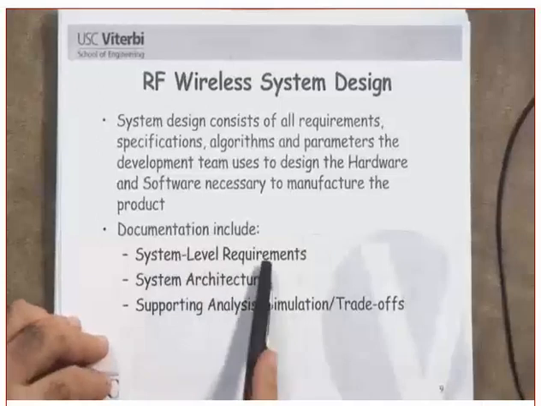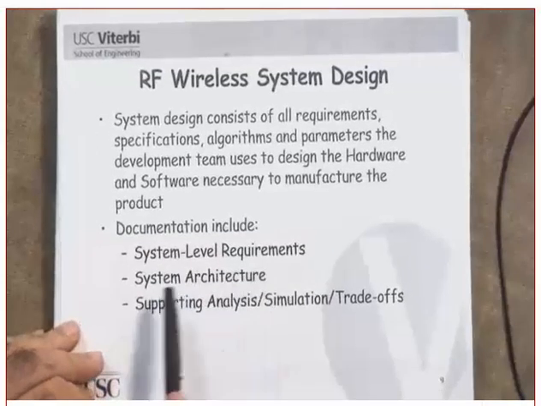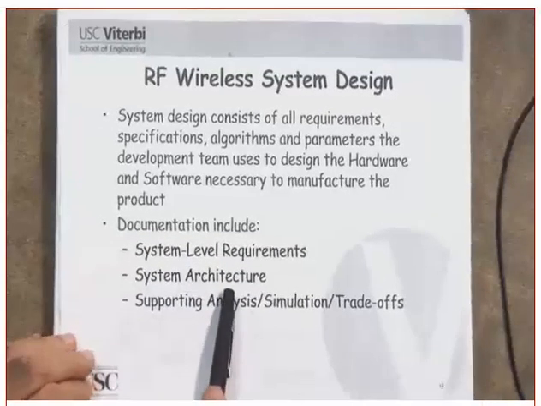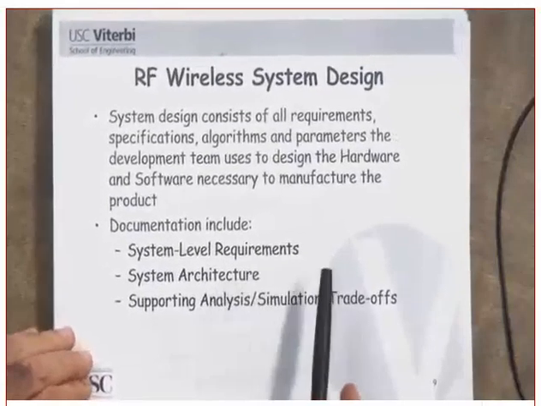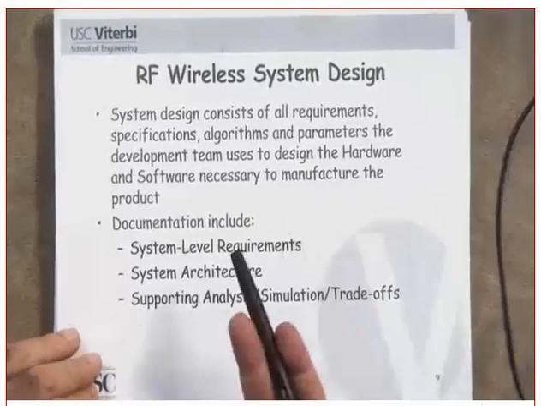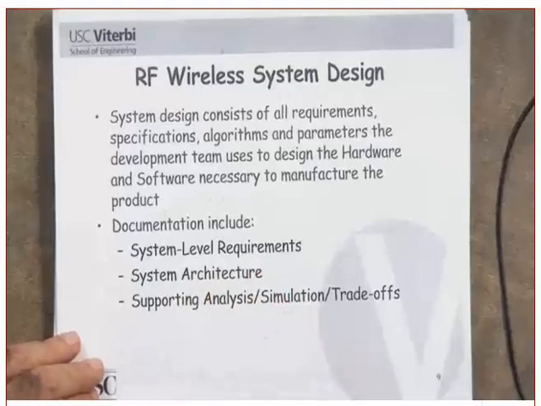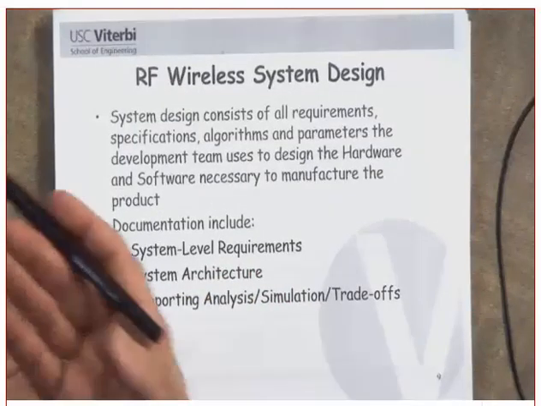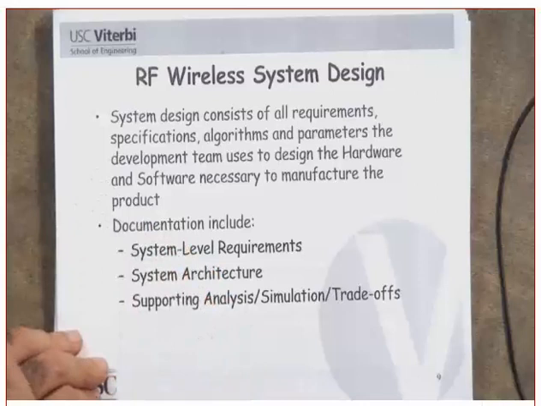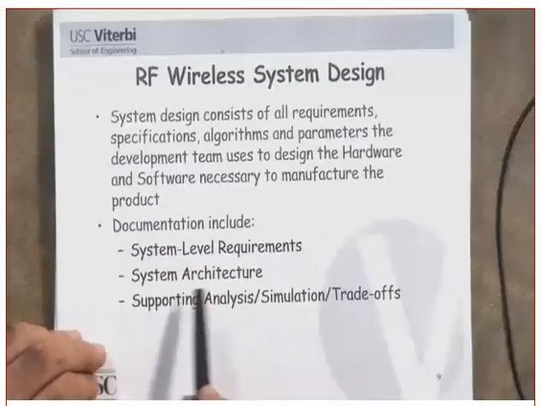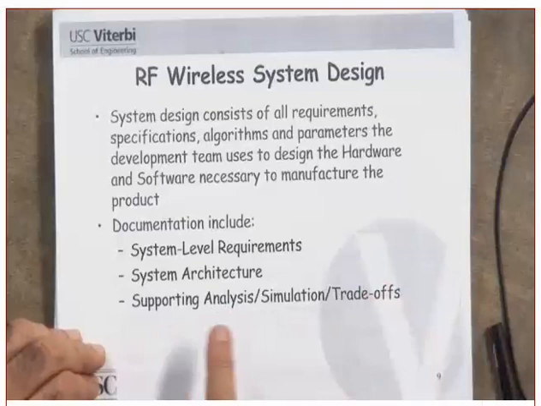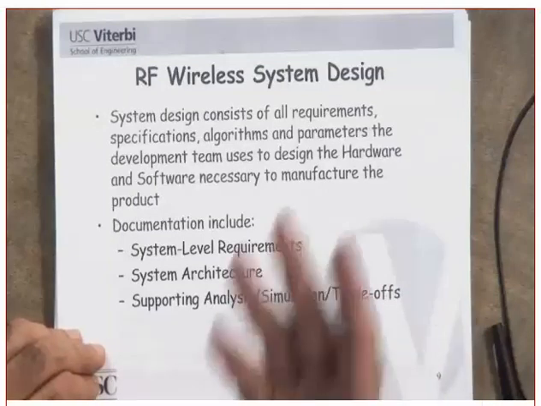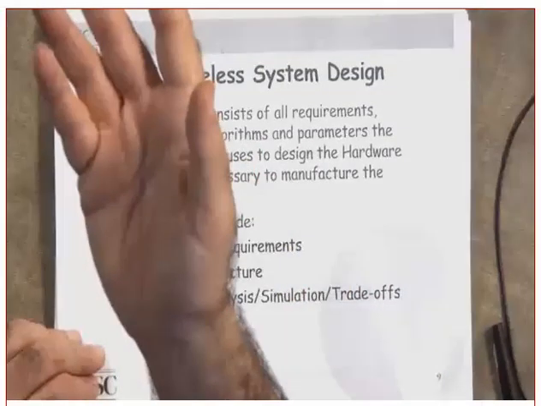So the documentation includes what? The system level requirement, the system architecture. One of the first things that you need to decide is what type of receiver or transmitter architecture you are using. Is it superheterodyne? Is it direct conversion or zero IF? Is it low IF? Is it SDR, software defined radio, and so on? So all of these types of architecture. And then when you design your system, you are going to include the analysis and simulation to see if you have satisfied this spec.